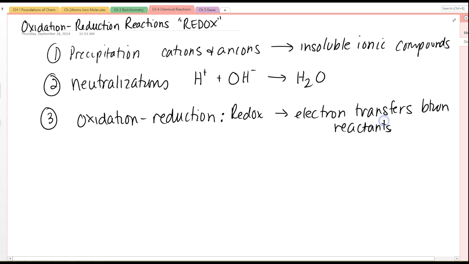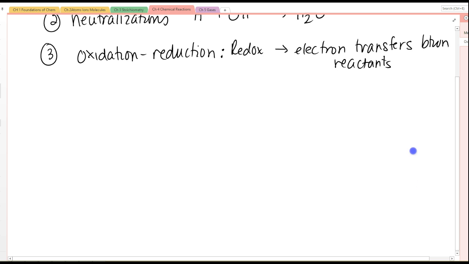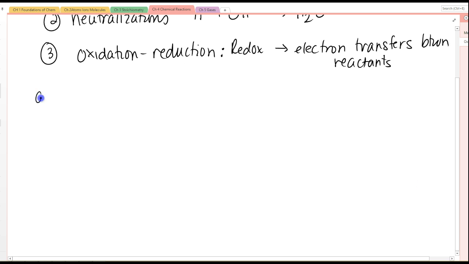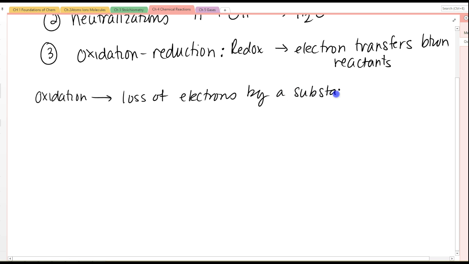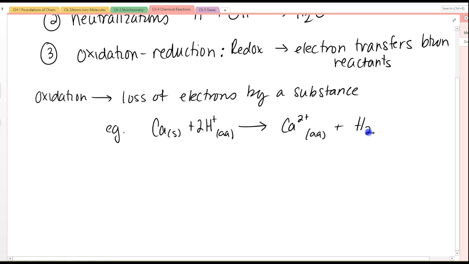All right, so oxidation reduction. The first half of that is oxidation. Oxidation is defined as the loss of electrons by an atom or an ion or a substance. And a loss of electrons will make something more positive. For example, when you put solid calcium metal into an acid, which right now we'll just talk about as the hydrogen ion, you'll get calcium 2+ ion and hydrogen gas.